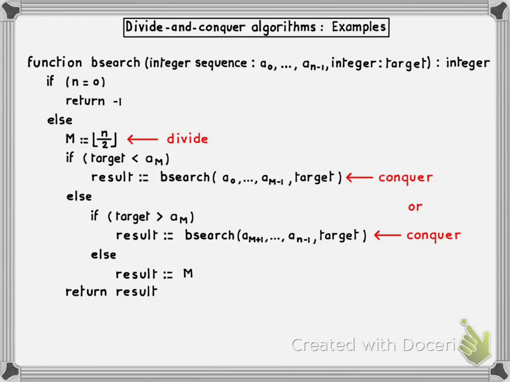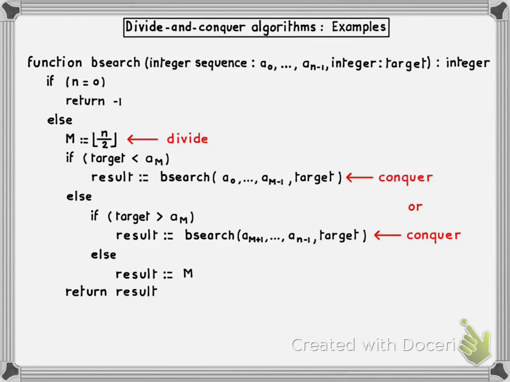Remember, only one of these lines is going to get executed, and each line is similarly a recursive call for solving a similar problem of size approximately half of the original size. So this is where we conquer these easier problems. And remember, the result of the conquer step is a solution for these easier problems.